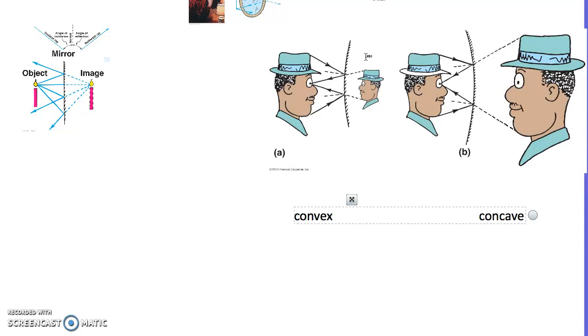Now, the same thing would be done with the spoon, except it kind of distorts the image a little bit, but you can do the same thing. Convex would be the back side of the spoon, and concave would be the inside of the spoon, and you can see these characteristics of those mirrors in that case.